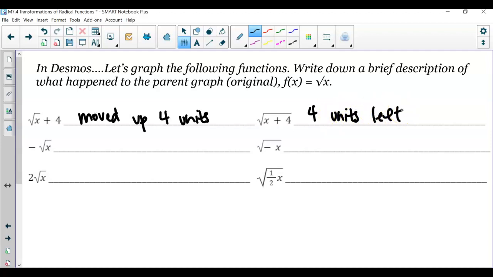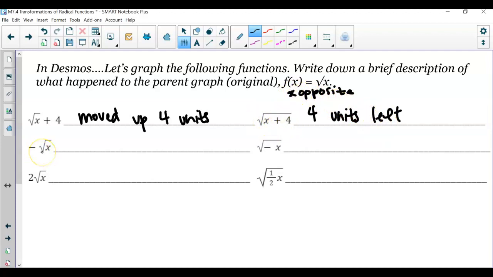What do you notice? If the value was outside, that is your up. So guess what it means if this were a minus? Guess what it would move? Down. If this was 4 units to the left, notice it's left, but it was a plus. That means if you need to write this out, it's the opposite. Because you would think if it's plus 4, you would go 4 to the right, but we went 4 to the left. So it's going to be the opposite inside here.